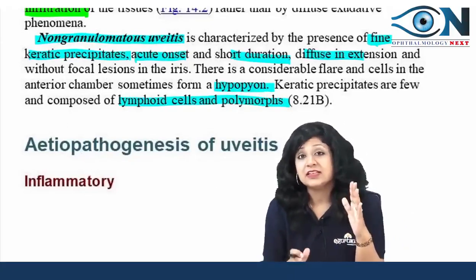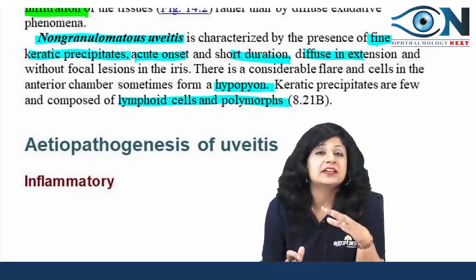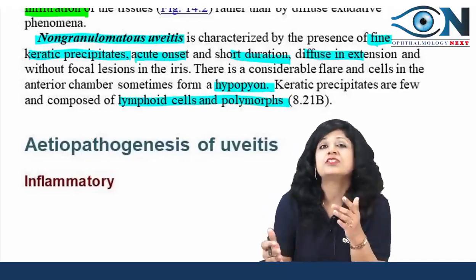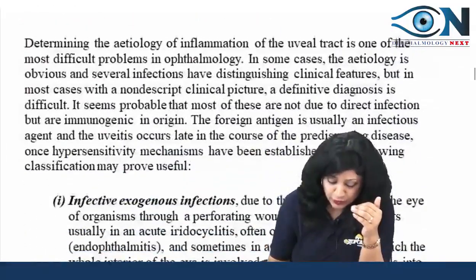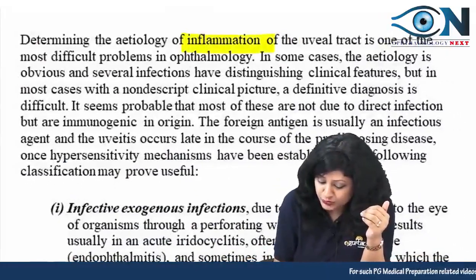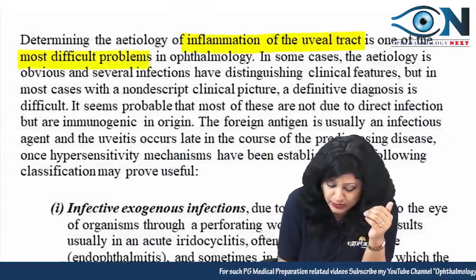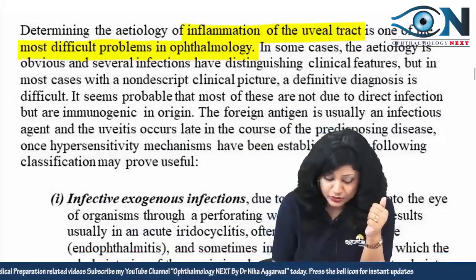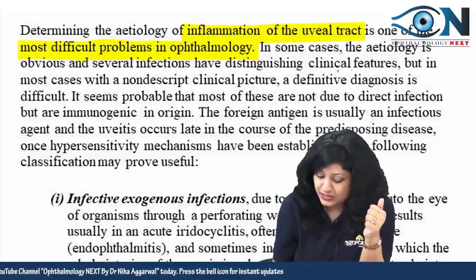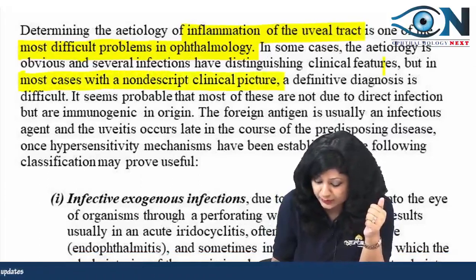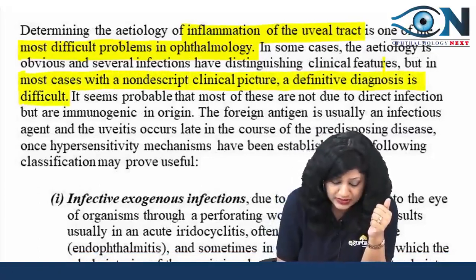Uveitis itself means that it is of infectious etiology, inflammatory etiology. So what are the things which are causing this? If you look here, determining the etiology of the inflammation of the uveal tract is one of the most difficult problems in ophthalmology. In some cases the etiology is obvious, and severe infections have distinguishing clinical features, but in most of the cases with a non-descript clinical picture, a definite diagnosis is difficult.